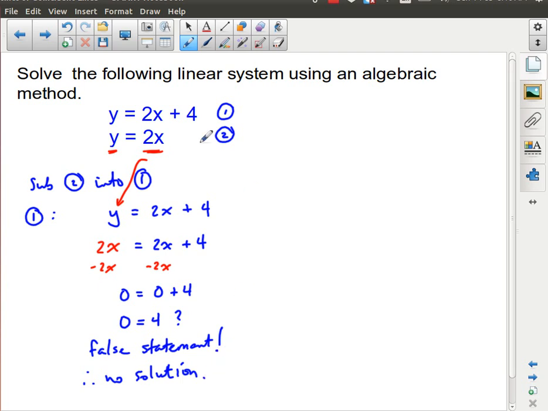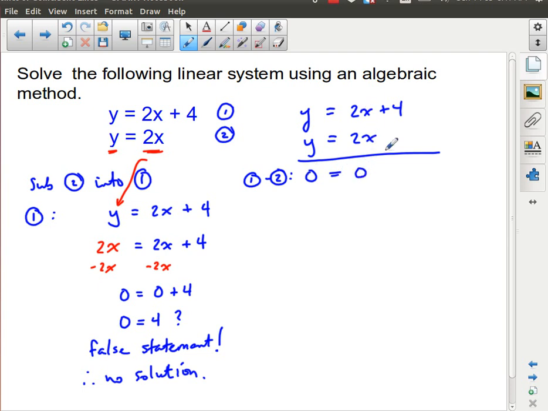And just to show you that you could have gotten the same thing had you done elimination, very quickly: y equals 2x plus 4, y equals 2x. That's equation 1 and equation 2. Now I'm going to say equation 1 minus equation 2. y minus y is equal to 0. We have to write the 0 because the equal sign has to have something on both sides. 2x minus 2x is equal to 0, plus 4. 0 equals 4. This is impossible. Therefore, no solution.